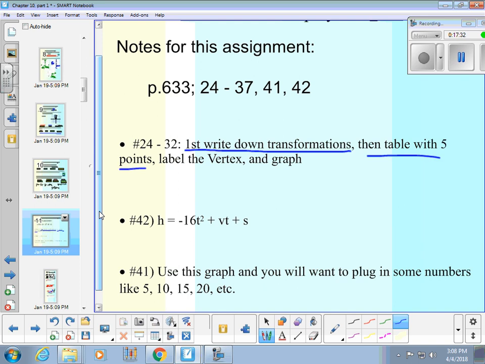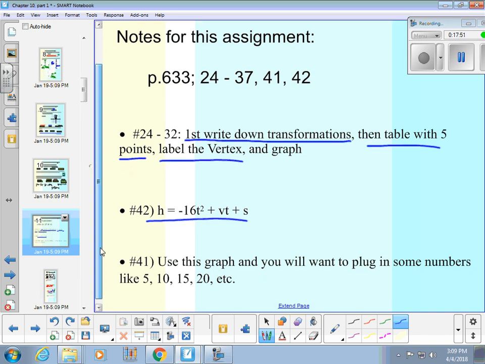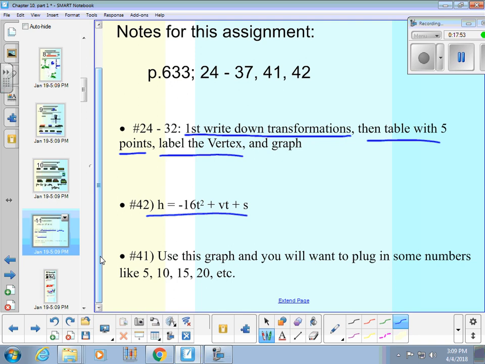Then make a table that has five points, and then label the vertex. I know we talked about axis of symmetry, but even just labeling the vertex at that point, we'll get to axis of symmetry more in the future, but label those things and then make your graph. That last one, number 42, just quickly note, just a reminder, there's our vertical motion equation, so you'll use that for number 42. That may be helpful to remember what's going to happen in that problem.